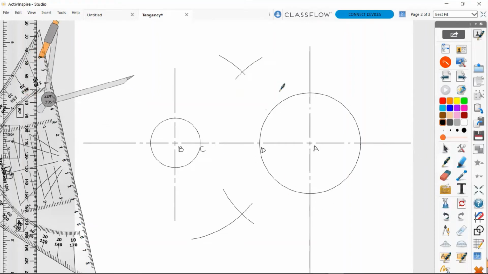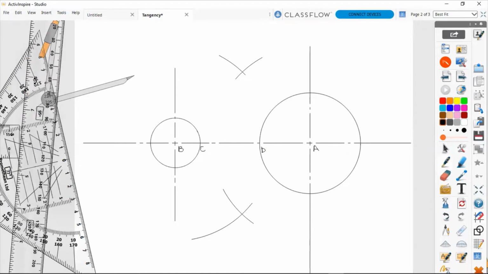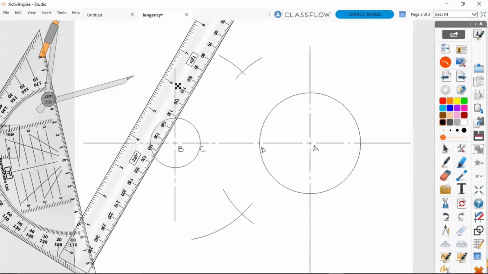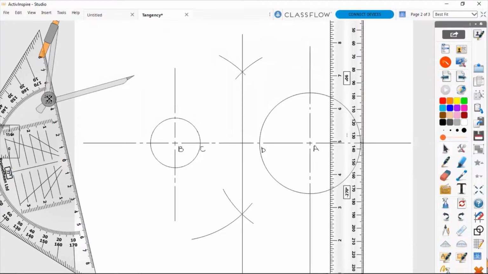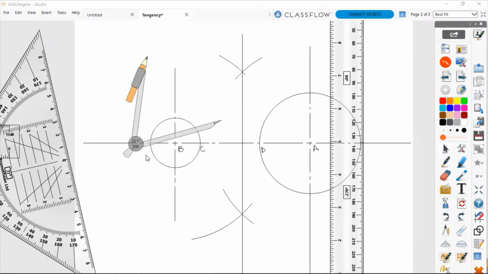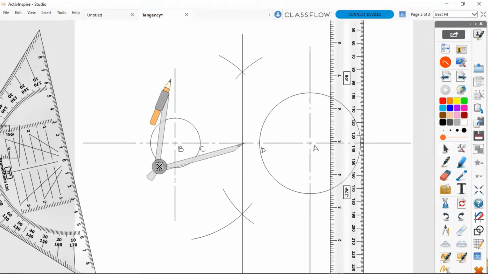Now I just have to draw a line through the arcs with the help of my rule. So I will draw my line with the help of my rule. Now that our perpendicular is drawn, we can place our compass and draw our semicircle.